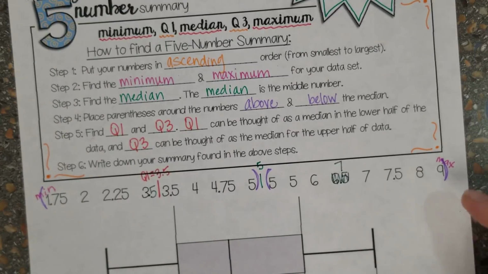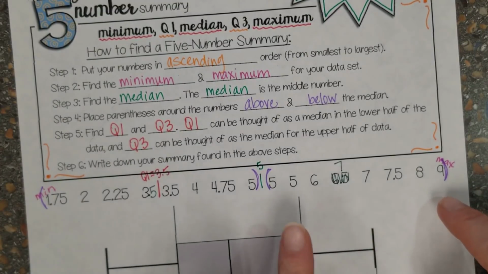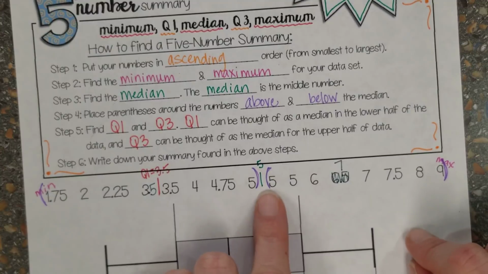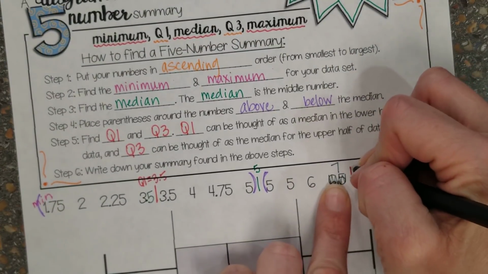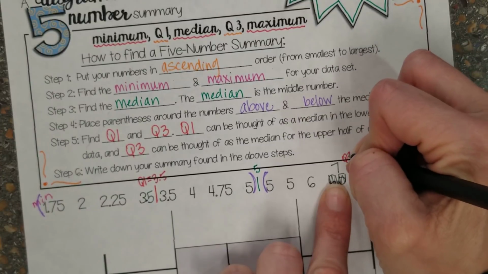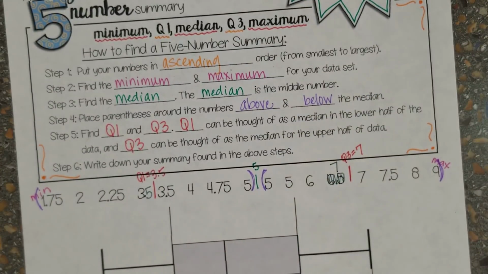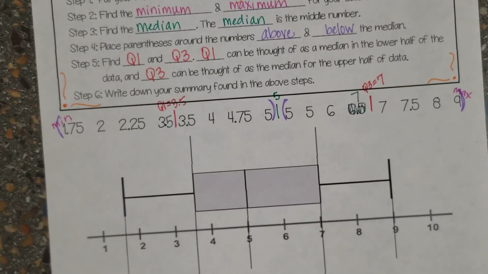Now let's do the same thing over here. Now this one has 8 numbers in it also, so I need to also find between 4 and 5. 1, 2, 3, 4. 4 and 5 is right here. So this Q3 is equal to 7. Okay? Now, once you have all that, you plot it.